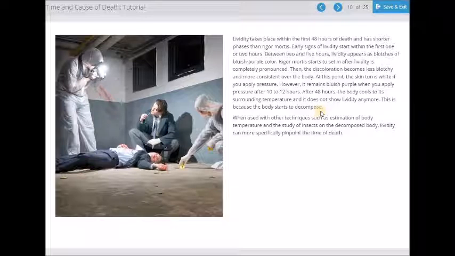So again, with timing, you can tell how long ago a person died based on what stage of livor mortis or lividity they've reached. Combine that with other techniques and you can start to get a pretty accurate idea of when the body died.